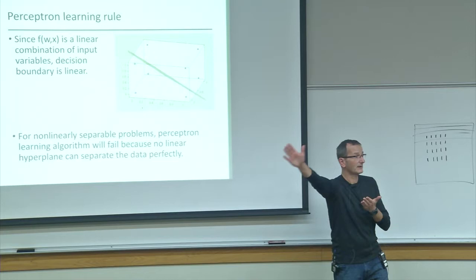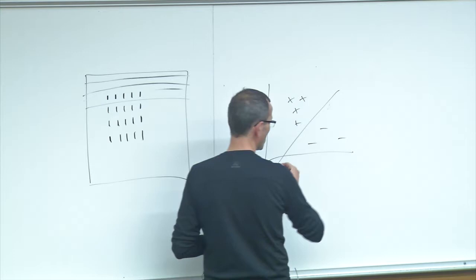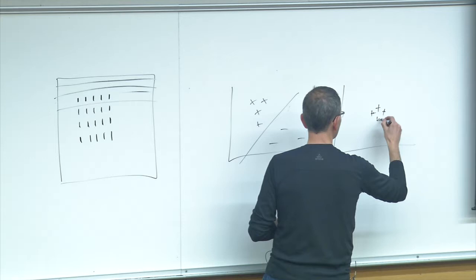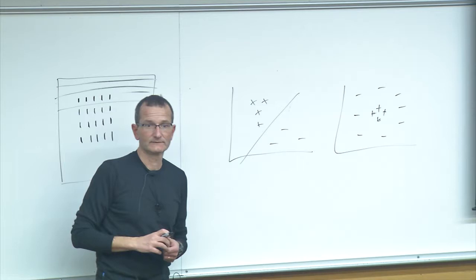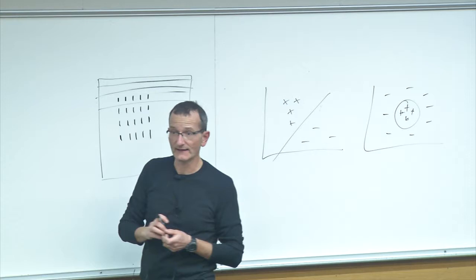Have you guys seen the notion of linearly separable or not? Those are linearly separable. Those are not linearly separable. There is no single line that will separate those things here. I mean, there's a circle that will separate those, but that's not a line.